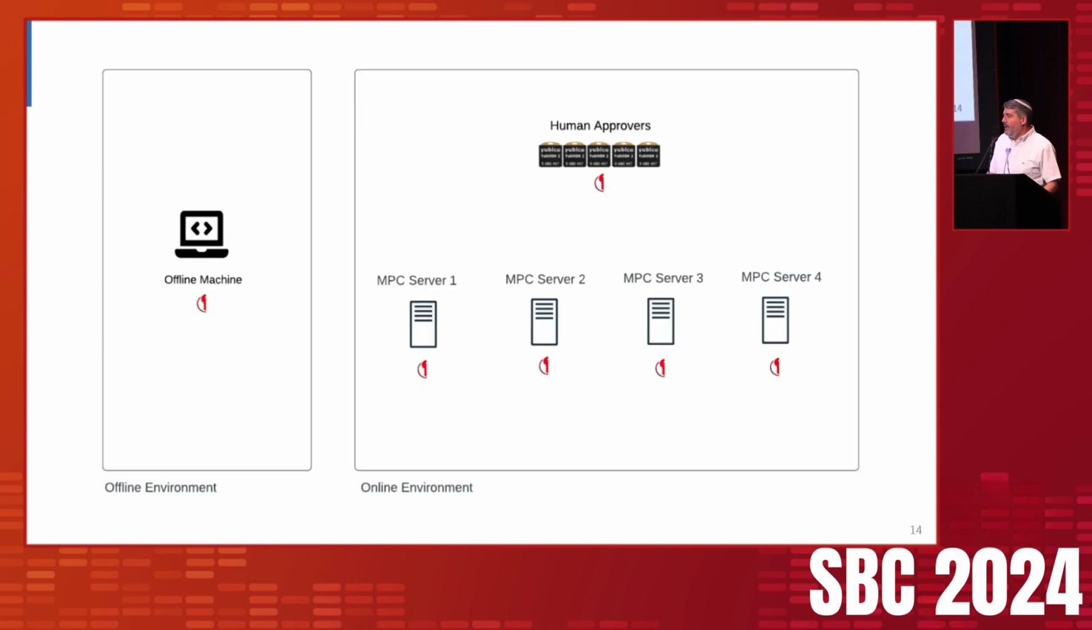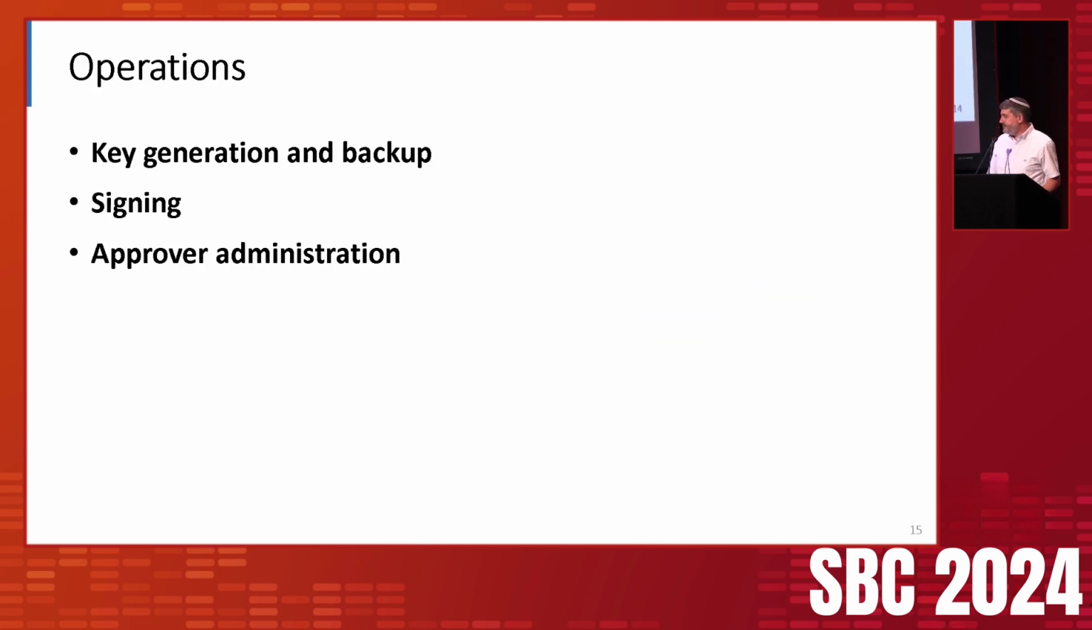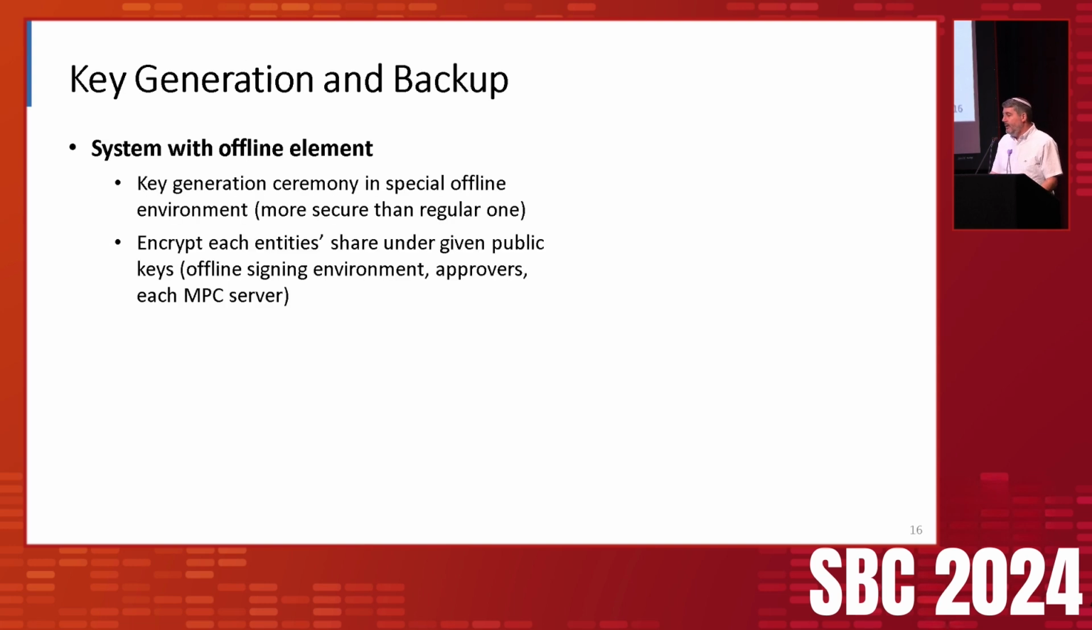So this is the way it could look. You have an offline machine. Here, for example, you have 4 MPC servers, and maybe you have 5 out of 20 human approvers, and therefore you would need all of these entities in order to carry out any operation. Okay, we're now ready to talk about how operations are carried out. We'll start with key generation and backup.